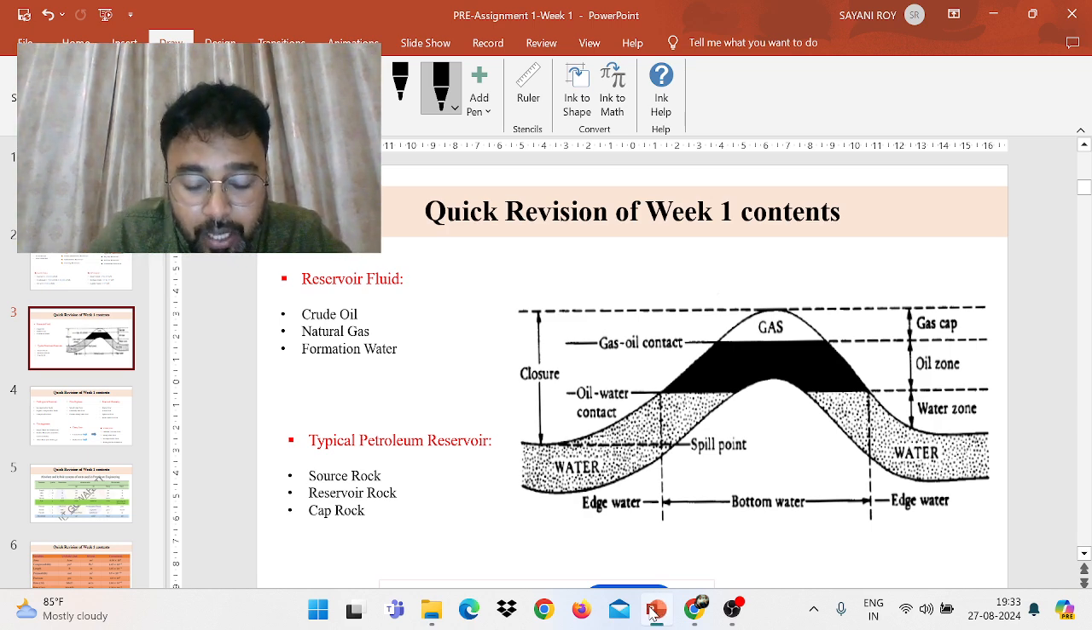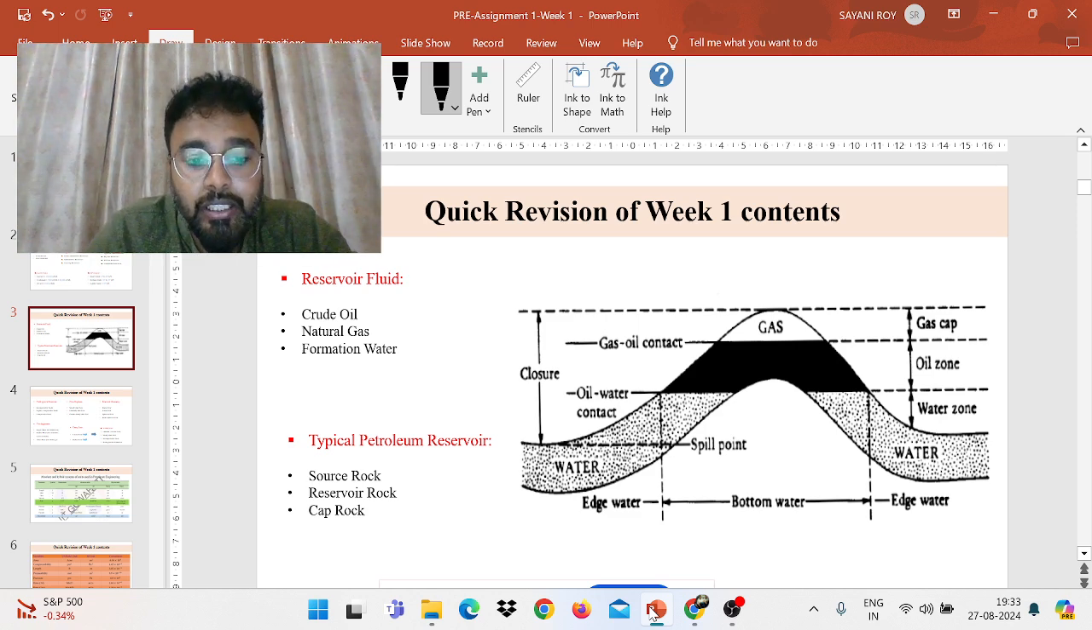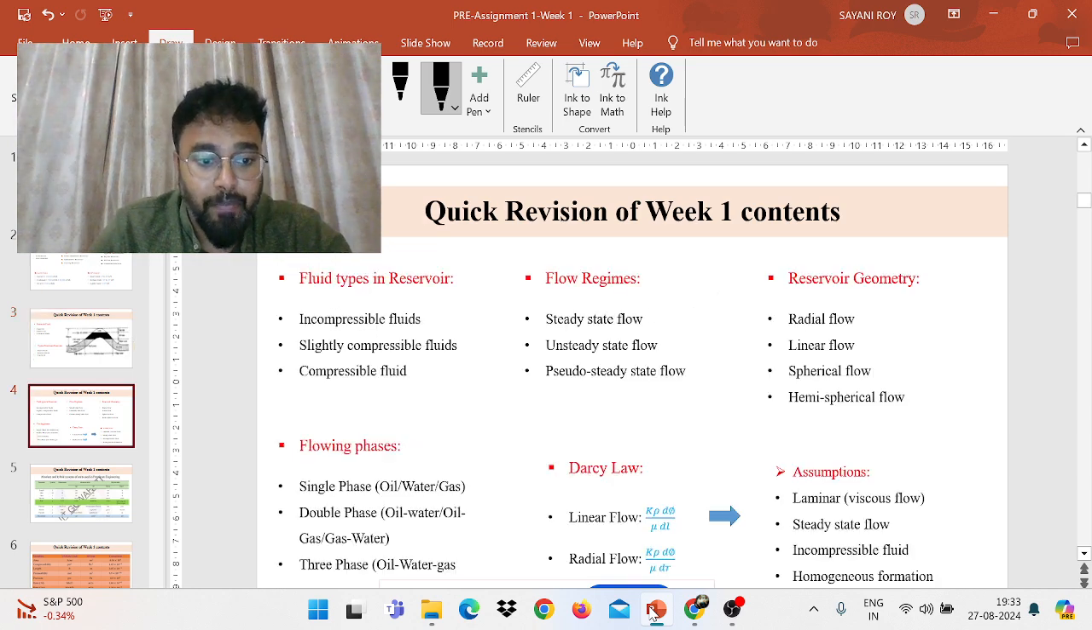The part where the reservoir fluid gets accumulated is called the reservoir rock. This is also sedimentary rock. When we are talking about petroleum, we mainly deal with sedimentary rocks, not igneous, not metamorphic. So these are the source rock, reservoir rock, and cap rock.